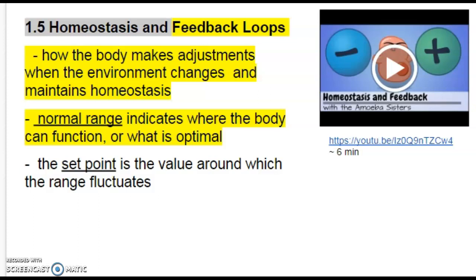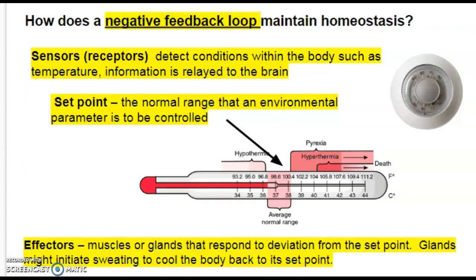So here's an example of a negative feedback loop. You need to go ahead and write down that this is a negative feedback loop. You're going to have a negative and a positive. What happens in a negative feedback loop is that there are sensors, and these would be pretty much your senses, and they are going to detect conditions such as temperature, and they're going to relay this to the brain.